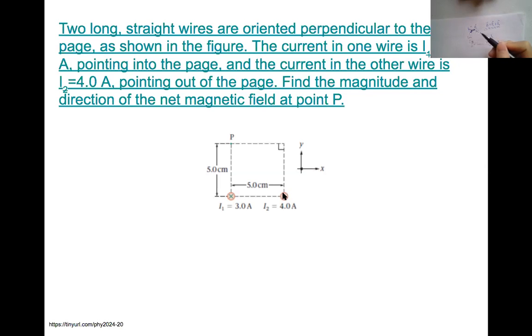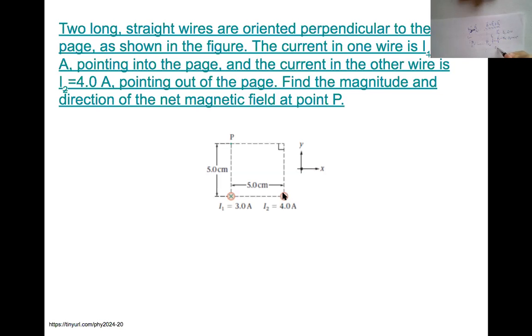So 45 plus 90. So for B1, it's going to just have the magnitude B1, and then the angle will be 0 because it's in the horizontal direction. For B2, it's going to have a magnitude B2, but the angle is going to be equal to 135 degrees, the 45 degrees plus the 90 degrees, and then below the x-axis, so that means negative. Negative 135 degrees.